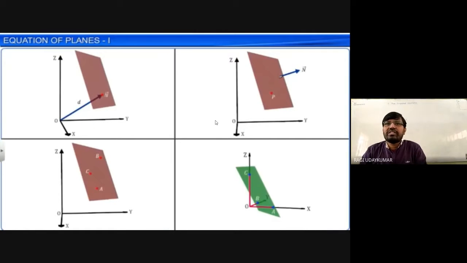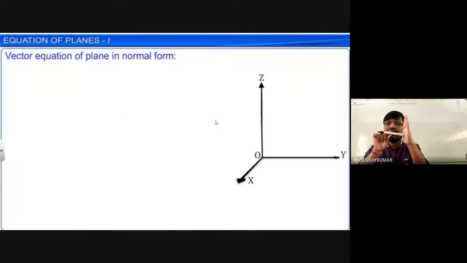So what is the first situation here? Once again, see here, the distance from the origin and a normal are given to you. Normal is nothing but a perpendicular line. If a plane is given and one line is taken perpendicular to it, then that is the normal. So, the vector equation of a plane in the normal form.